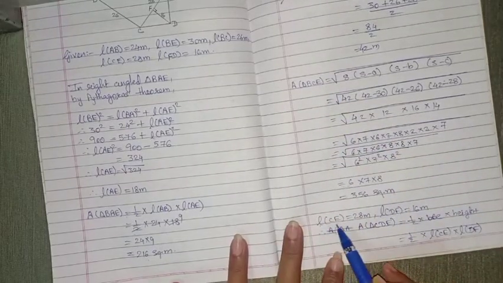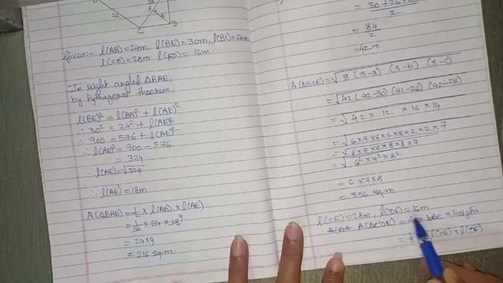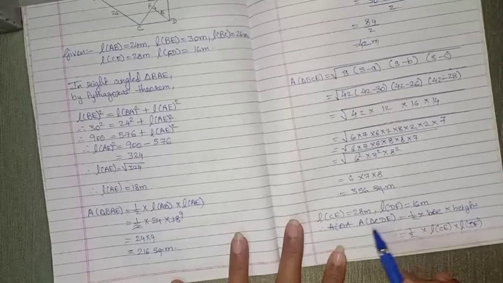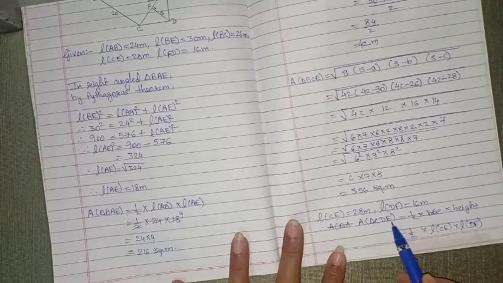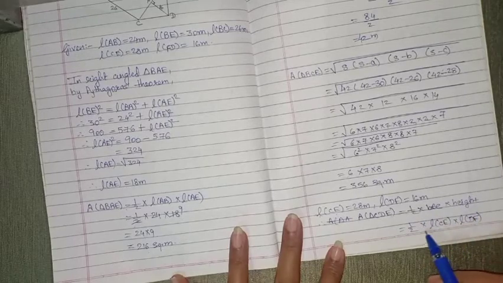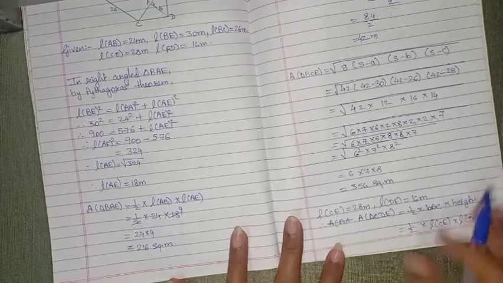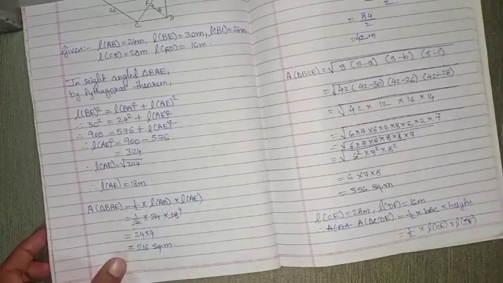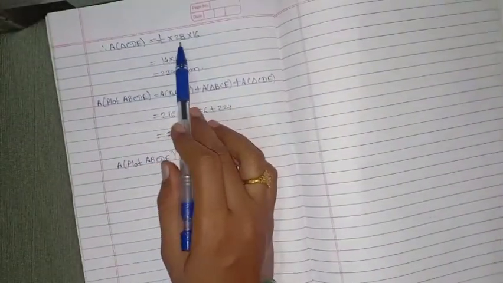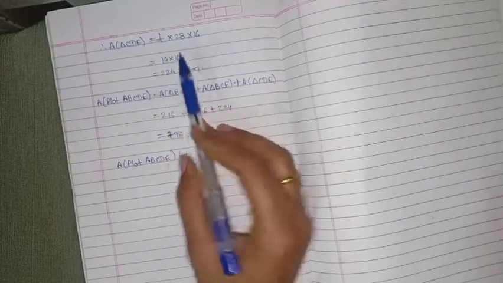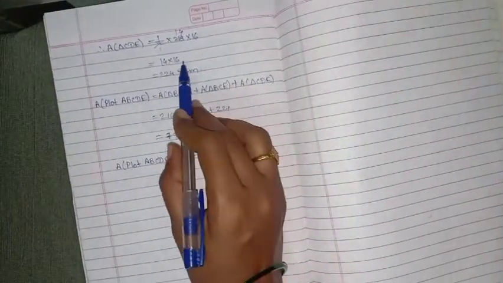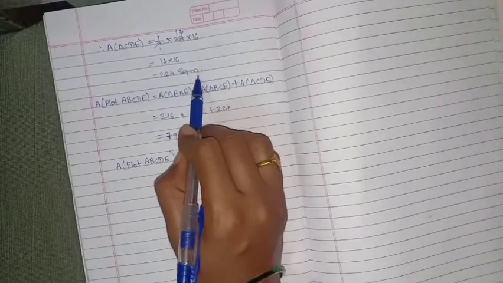Now next is length CE is 28 meter and length DF is 16 meter. So now the last triangle is left, that is CDE. So area of triangle CDE is what? Half into base into height, that is half into CE into DF. So area of triangle CDE is half into 28 into 16. So 2 ones are 2. Here you will get 14. 14 into 16 is 224 square meter.